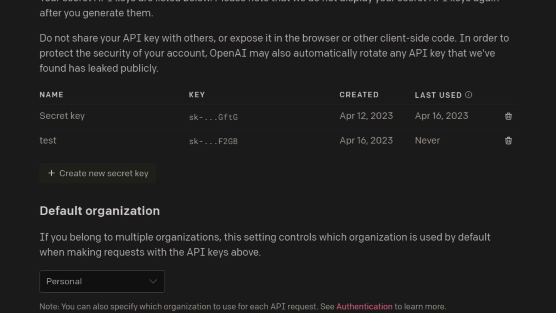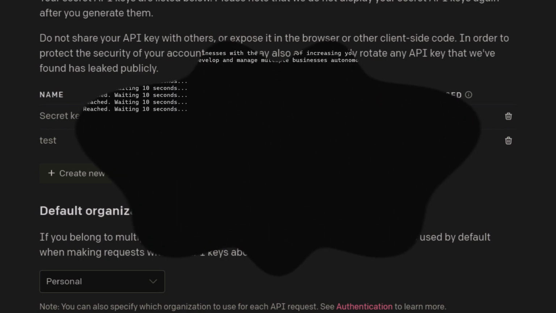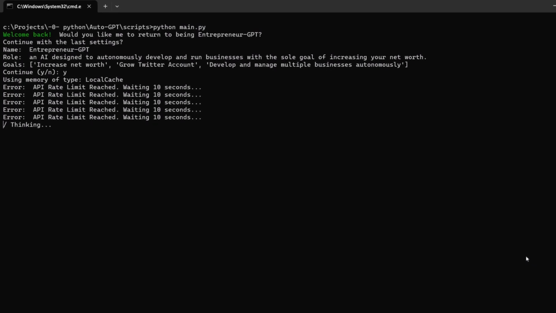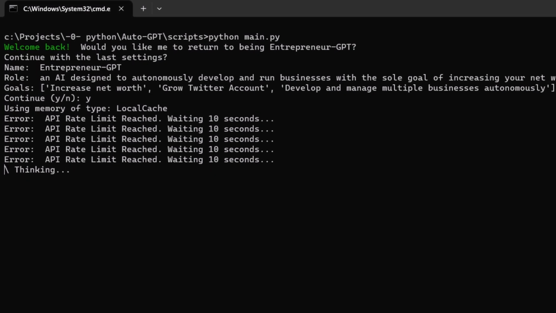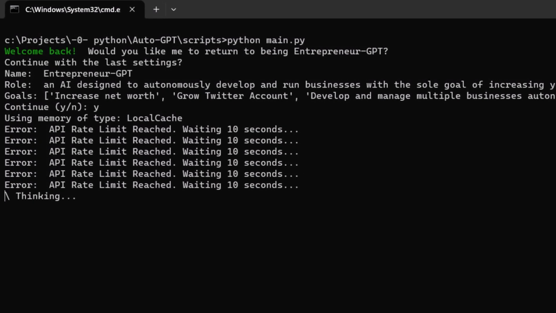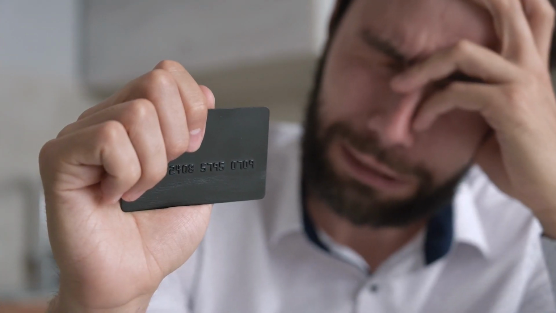I understand that it can be difficult to accept, and I'm planning to create a support group for individuals who prefer not to pay for services that are available for free, including myself. But the only solution right now is to pay OpenAI for this service.